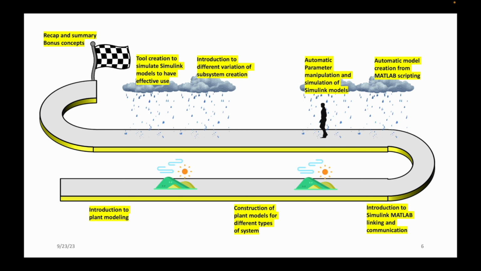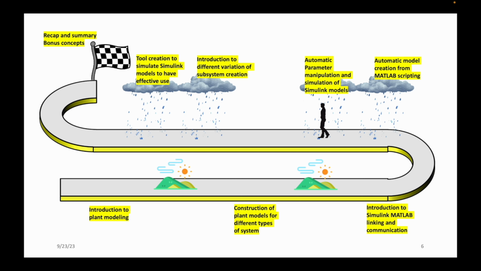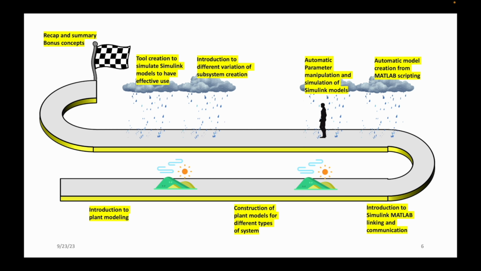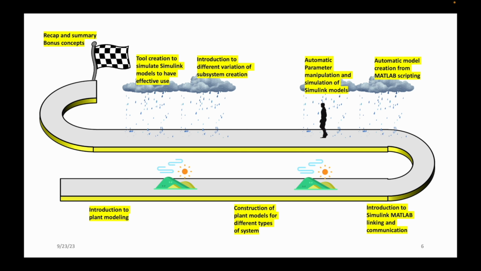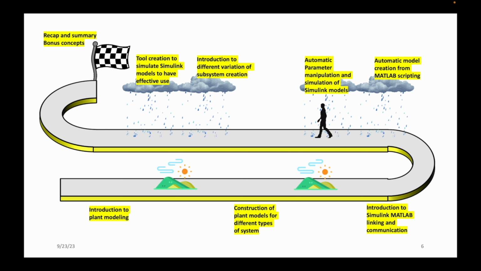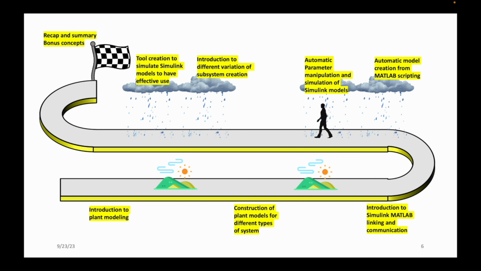So based on that, how the system is behaving, we can also analyze, and we can also collect the data from Simulink as these are running the models, and that communication and variation we can analyze later on. So we will see that in this automatic parameter manipulation and simulation of the Simulink models.